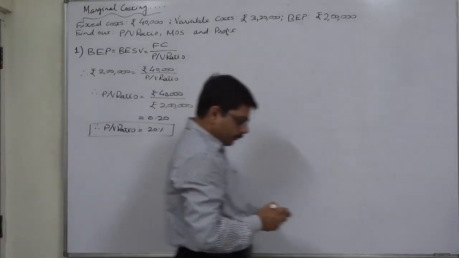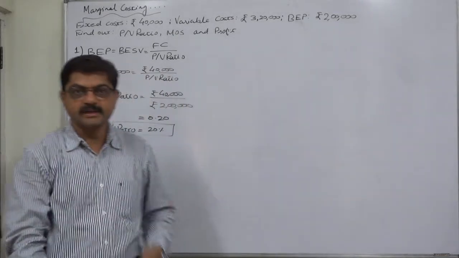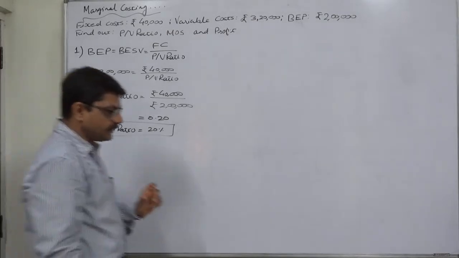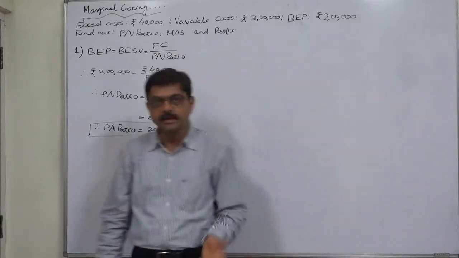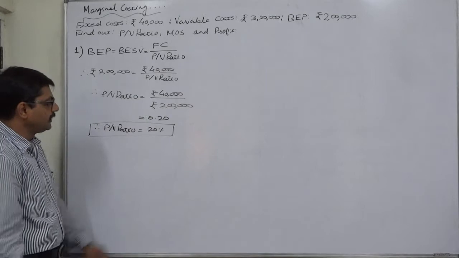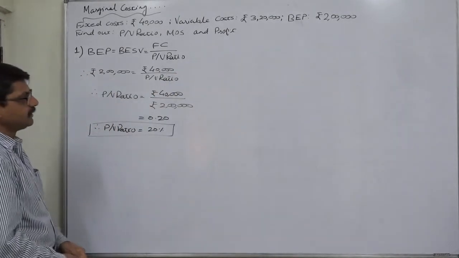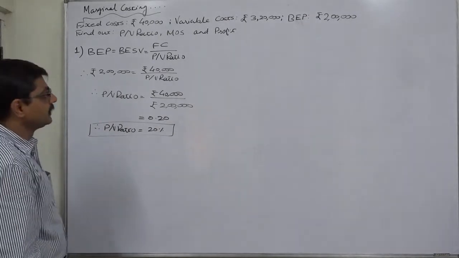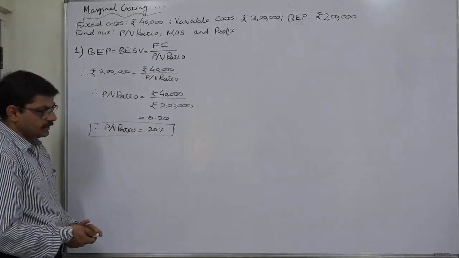Now to calculate margin of safety, we should have the sales, or present sales, or actual sales, or whatever the case may be. Sales means either it can be budgeted or projected, or it can be actual for the last accounting or financial period, whatsoever there may be. But we need sales as well as BEP. But we don't have any amount of sales. But we have fixed cost and we have PV ratio.